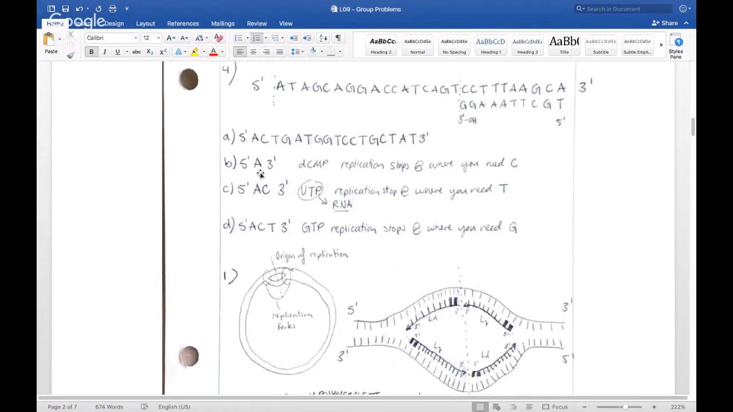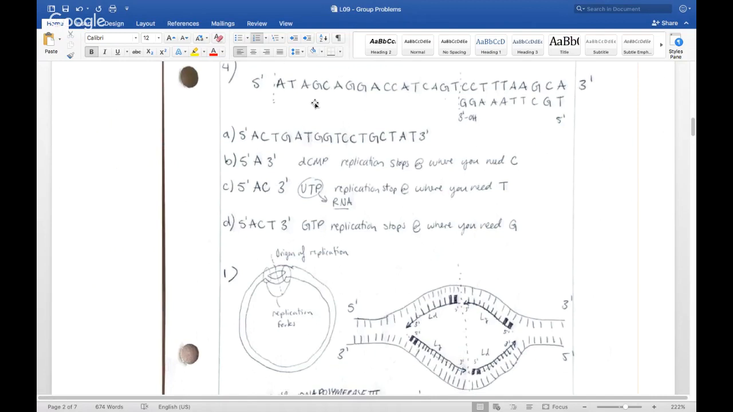That's the sequence. For letter B, it's asking us the same deal here, but it's saying that we have deoxycytosine monophosphate. Not enough energy for the cytosine molecule to add. So from over here, we're adding this way. We're going 3' to 5', boop, adding this way. We can add an A, but we can't add a C because that nucleotide doesn't have enough energy to bind to the strand. So replication stops at where you get the C. Boop, stops right there. So you get 5' A 3'. That's it.